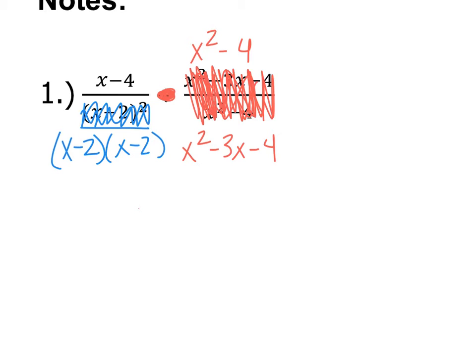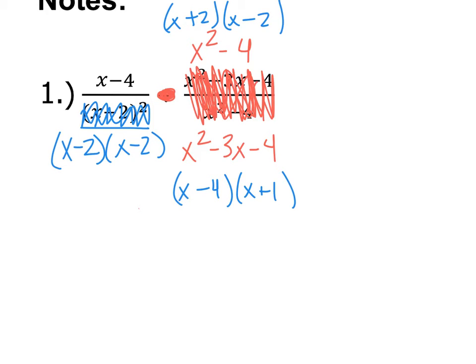And then we factor. On the top right, we have a difference of squares. So this is x plus 2 and x minus 2. The bottom right here is going to factor: what multiplies to be negative 4 and adds to be negative 3 is x minus 4 and x plus 1. And we go about canceling things wherever we can.